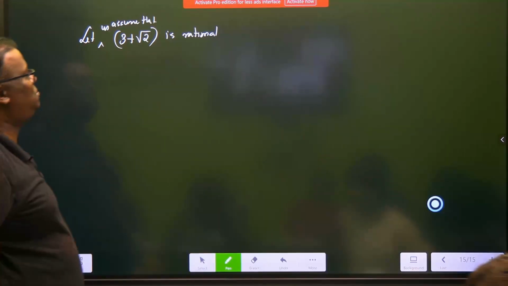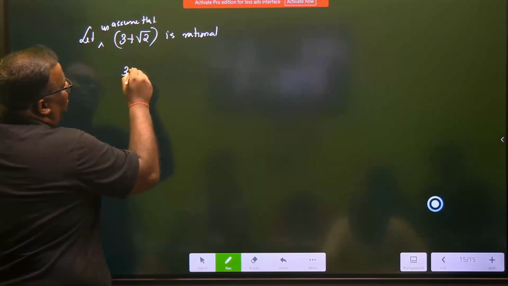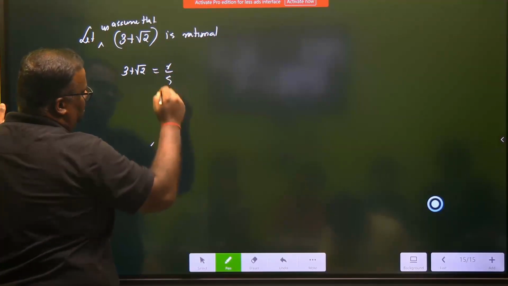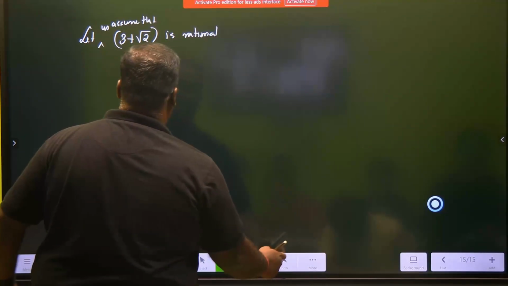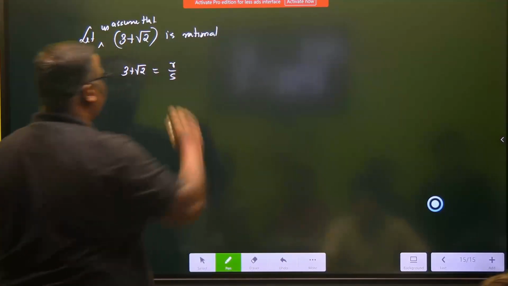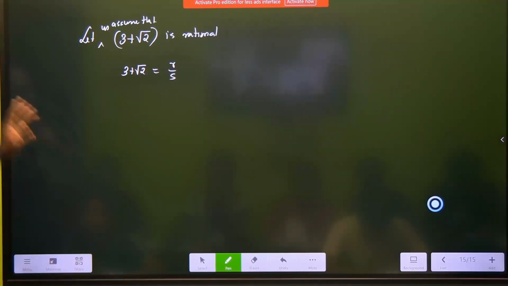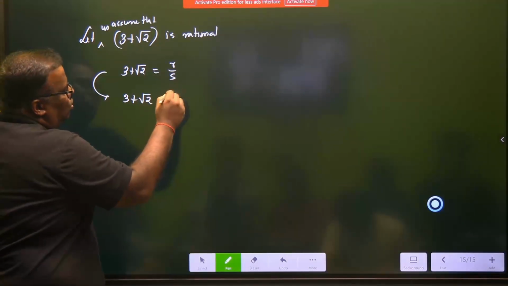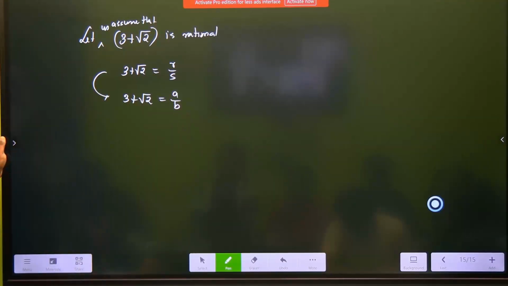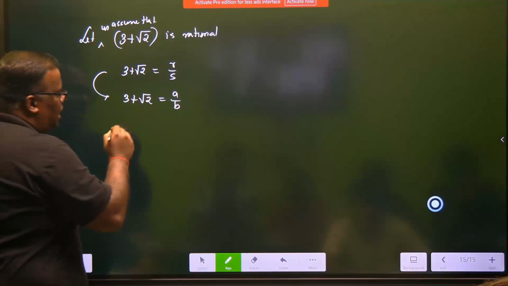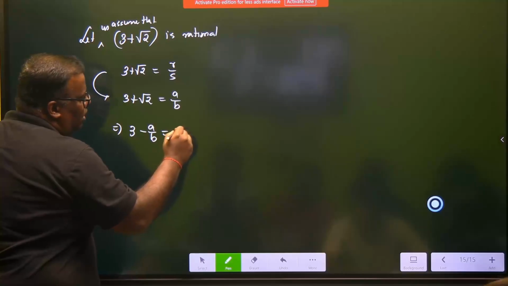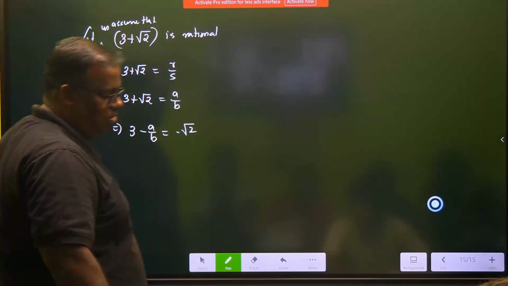Okay? Let this be rational. So if this is rational, then 3 plus root 2 can be written as something like R by S. Can we say it like this? Some R by S. This is rational, so R by S. Second step, what do I write? I would write 3 plus root 2 brought into lowest terms is something like A by B. Agreed? Then our next step is 3 minus A by B is equal to negative root 2. Can I write this or not?